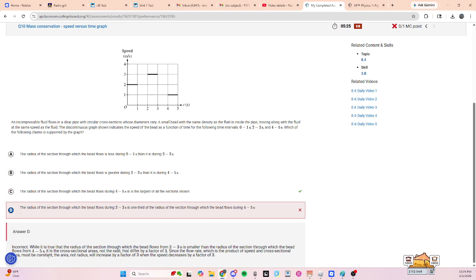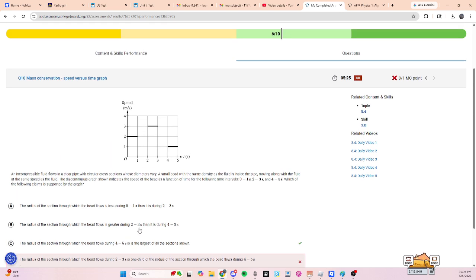The flow rate is the product of the area and speed, not the radius. Since the area is pi r squared, the radius is not affected by the same factors because of the square. Oh, since it's pi r squared, the radius is not scaled by the same factor because of the squared. Okay, I see. I just misunderstood. I just didn't realize that.